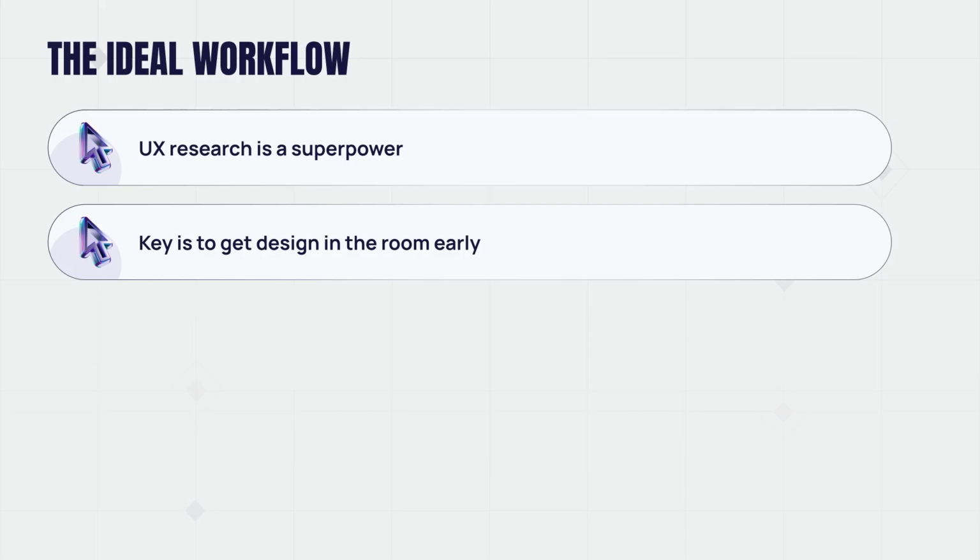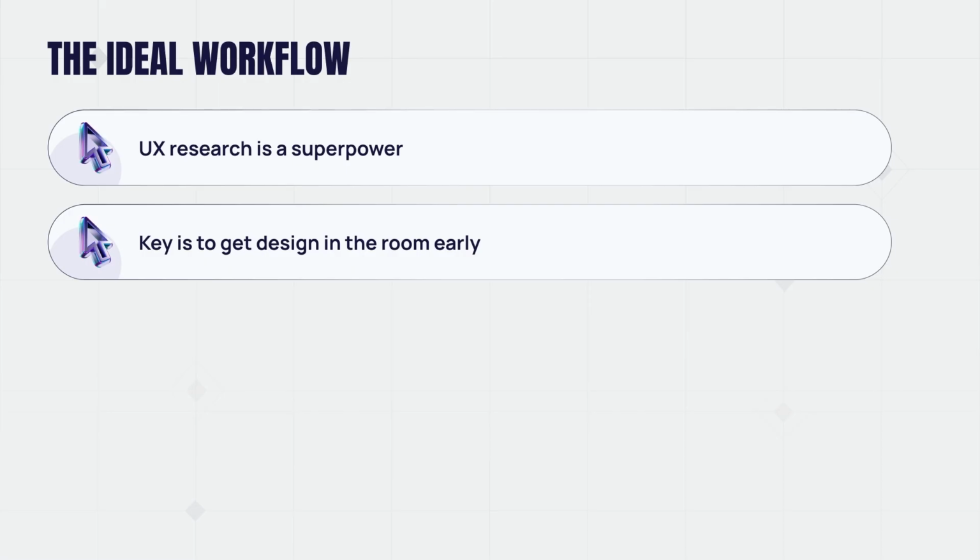The ideal workflow is that UX research here is a big superpower, and the key is to get design in the room early, not as an afterthought, because when it's there before, devs can get involved with the design as well and get to know the design rationale and collaborate well on the whole product level of things, right? And also they can flag any technical limitations very early on. And at this stage, design is pretty cheap compared to doing 6 months of Solidity and then finding out this is not really what the user wants.